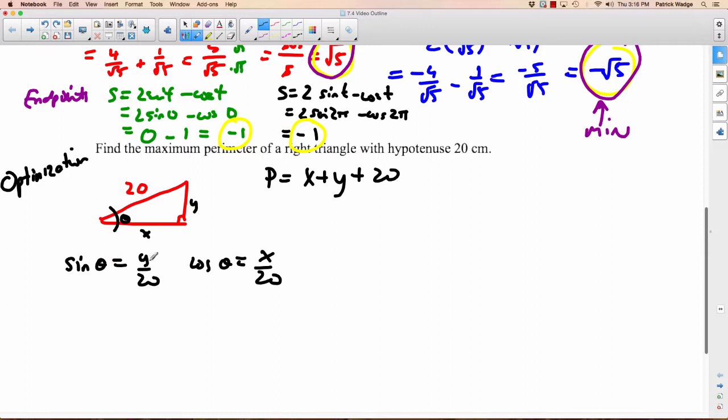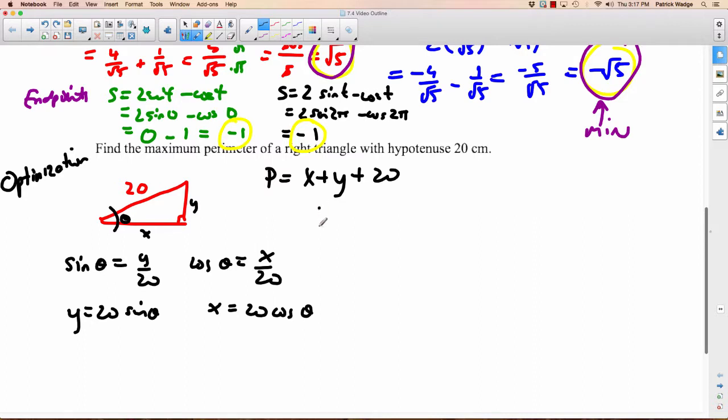So we're going to isolate the y here and the x there. Easy to do, right? Just multiply both sides by 20 here. You get y equals 20 sine theta. Isolate the x here. Multiply both sides by 20 again. You get x equals 20 cosine theta. Great. Now we can plug both of those into our objective function.